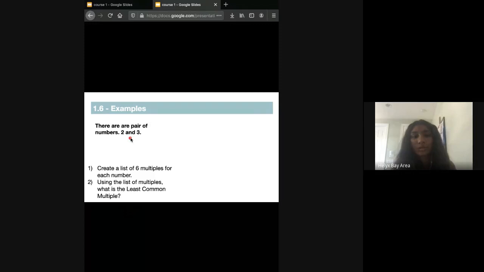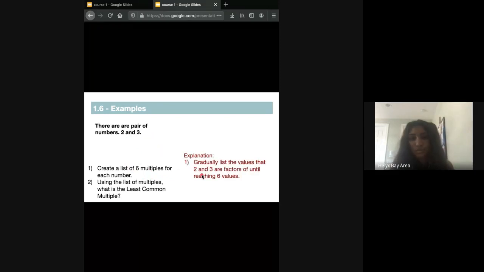So for 2, we have 2, 4, 6, 8, 10, and 12. So that's our first 6 multiples for 2. And for 3, we have 3, 6, 9, 12, 18, and 21. So that's our first 6 multiples for this. So first we list the multiples of 2 and 3 until reaching 6 values. And then second, we find the first common multiple in the 2 lists, which is 6.